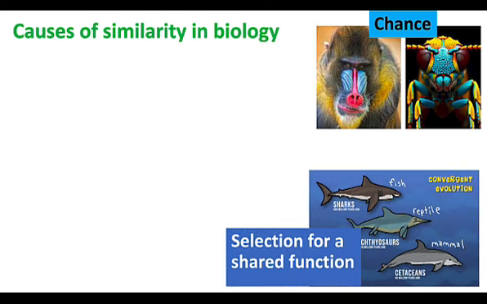Similarity can also arise out of natural selection for a shared function. These are three quite distantly related vertebrate animals, sharks, ichthyosaurs, and cetaceans, but they all have very similar shapes because they've been selected to swim in a particular way.